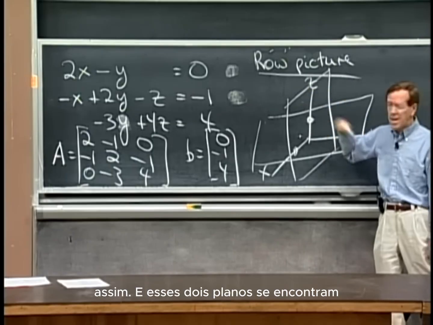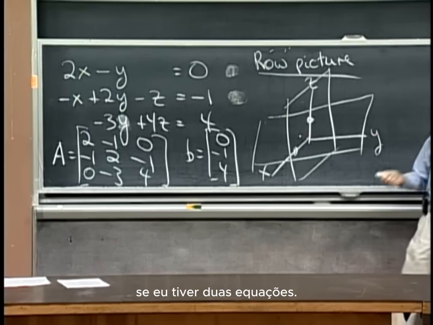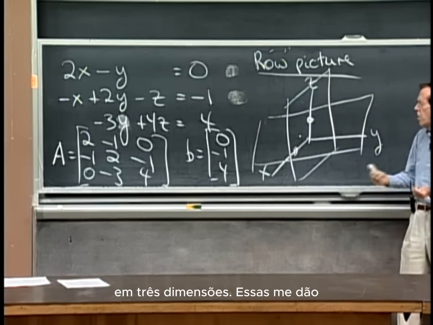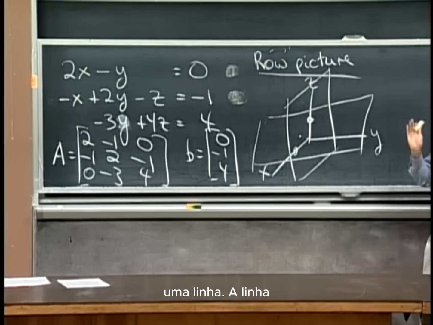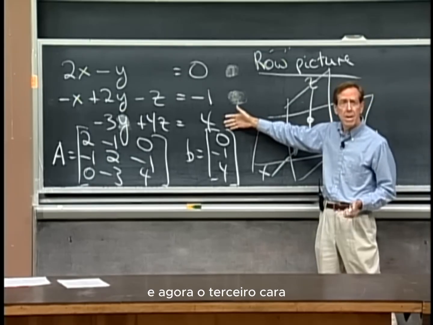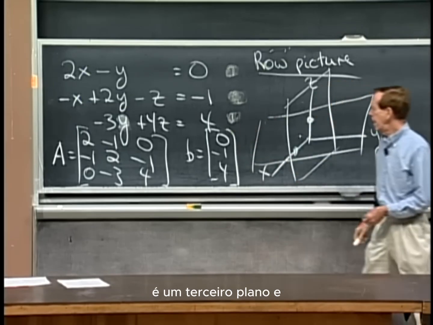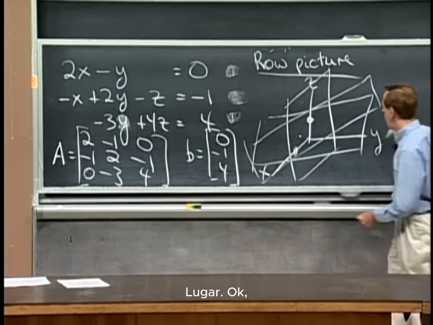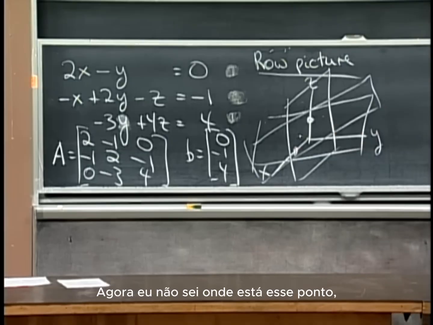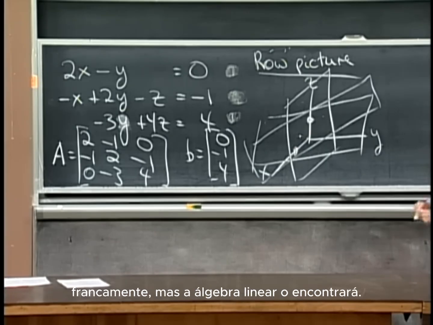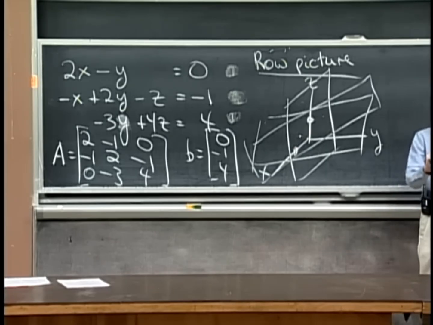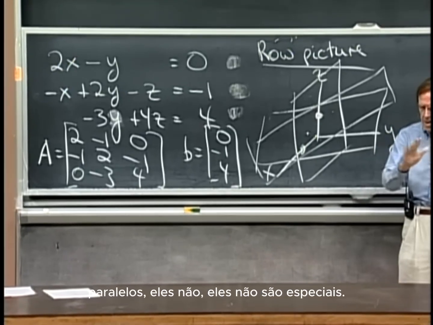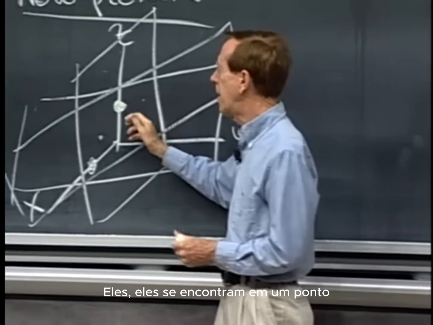And those two planes meet in a line. So if I have two equations, just the first two equations in 3 dimensions, those give me a line, the line where those two planes meet. And now the third guy is a third plane, and it goes somewhere. Okay, those 3 things meet in a point. Now, I don't know where that point is, frankly, but linear algebra will find it. The main point is that the 3 planes, because they're not parallel, they're not special, they do meet in one point, and that's the solution.